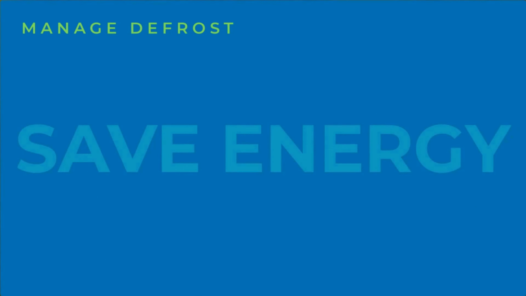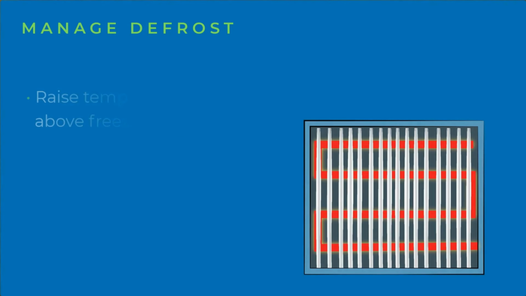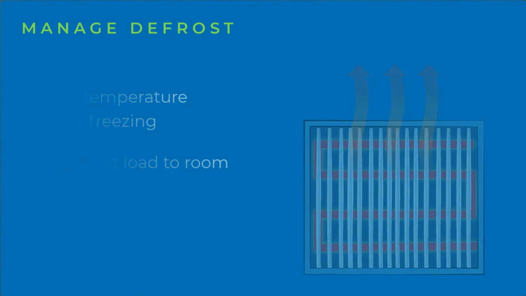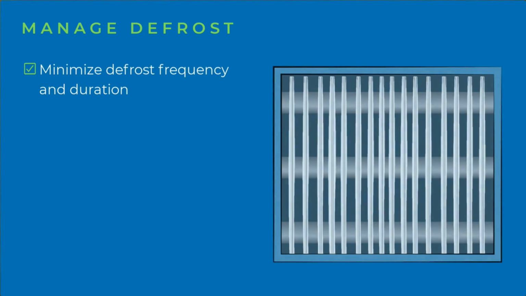Managing defrost can save energy if your system defrosts more than needed. That's because defrost heat, typically electric, uses energy to raise the temperature of the evaporator coil above freezing so that frost can melt off. This not only uses electric heat, it also adds that heat load to the room, which then again takes refrigeration system energy to remove. Here's how you can save.